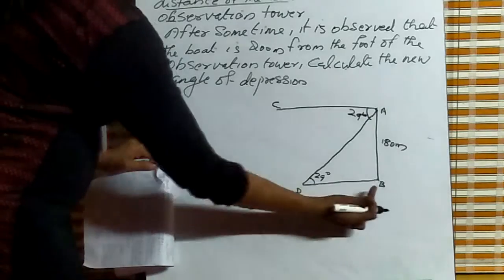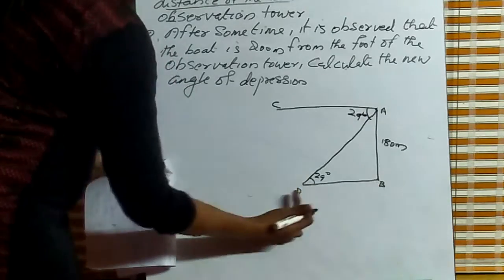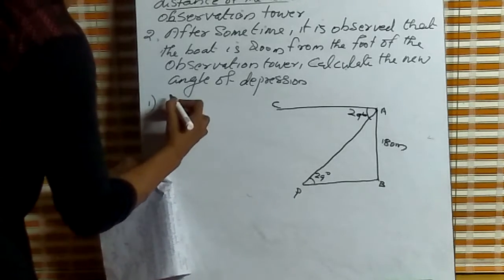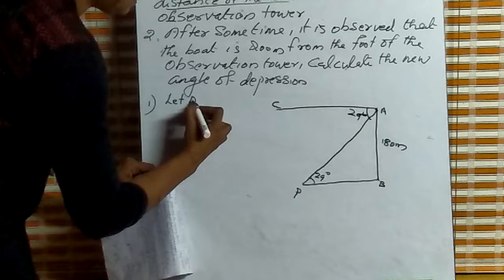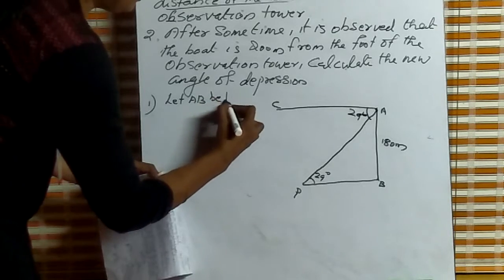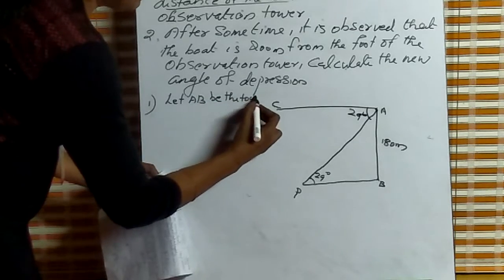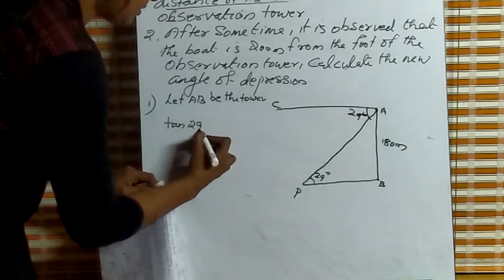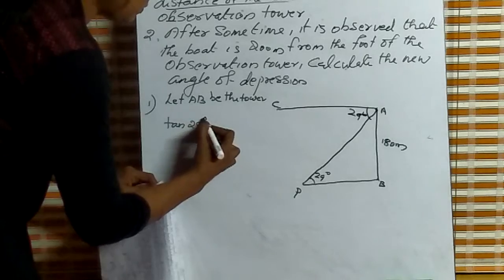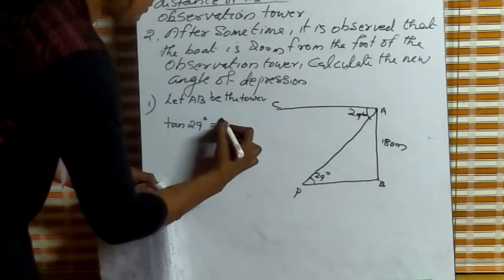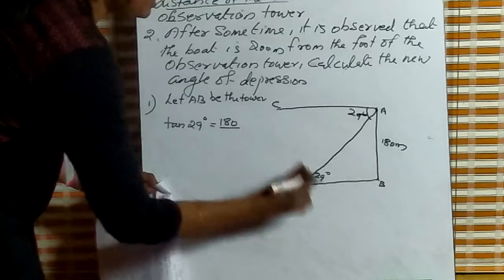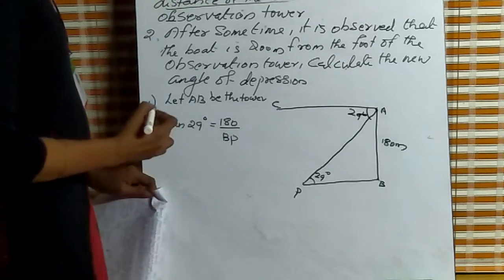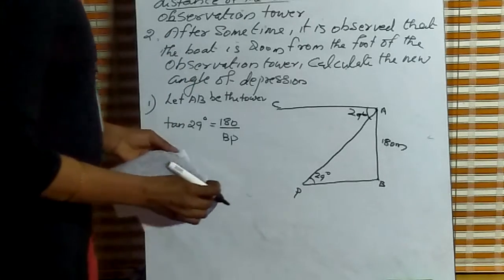Boat point is this, foot of the observation tower is this. We have to calculate PB. First part: let AB be the tower. What is tan 29? Tan 29 is equal to opposite side 180 by adjacent BP. From the tan table, you look at the tan table.